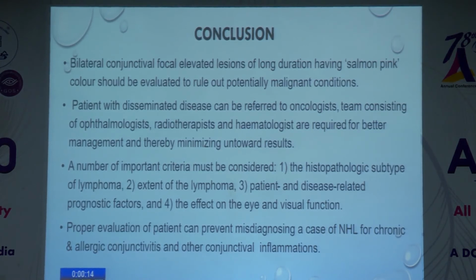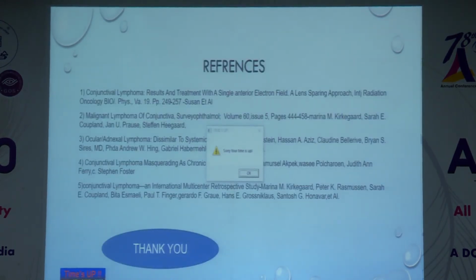So my take home message to everyone is, even if it looks like a very benign allergic conjunctivitis or a very benign pinguecula or a pterygium, be very careful. It can turn out to be a conjunctival lymphoma and you can miss a very important diagnosis. So these are my references. Thank you.